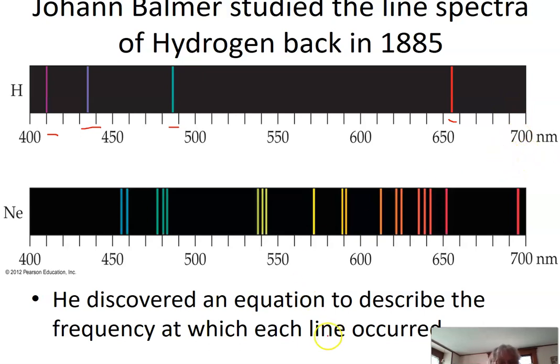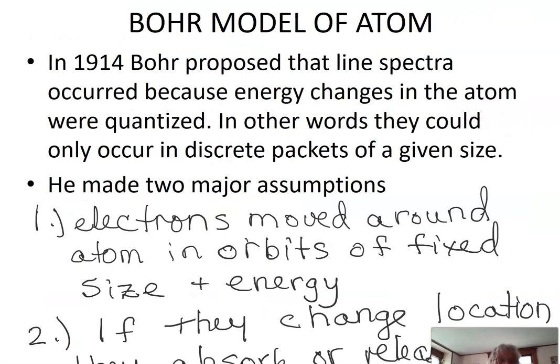And if I look at a different element, like the one underneath, which is neon, I see a different number of lines that show up. So what scientists were able to discern was that those lines are essentially tied to an electron moving from one location in the atom to another.